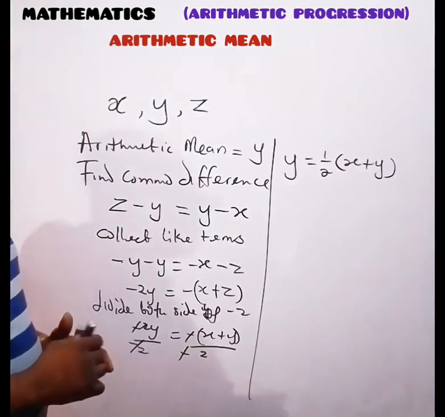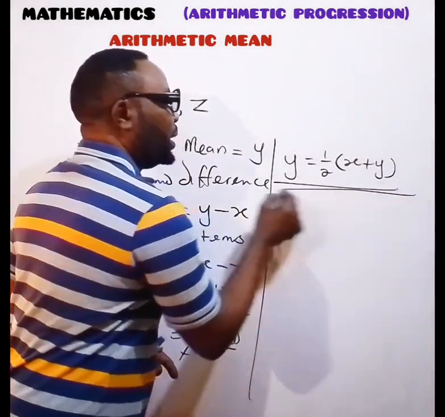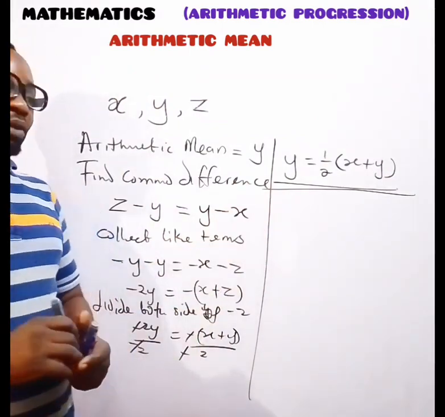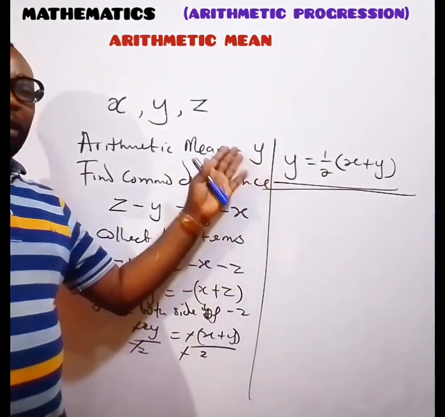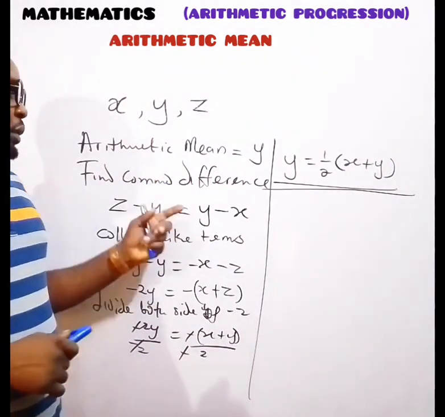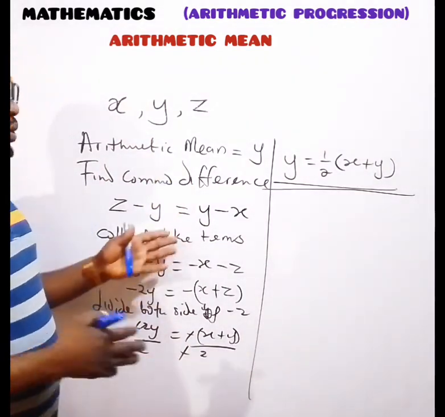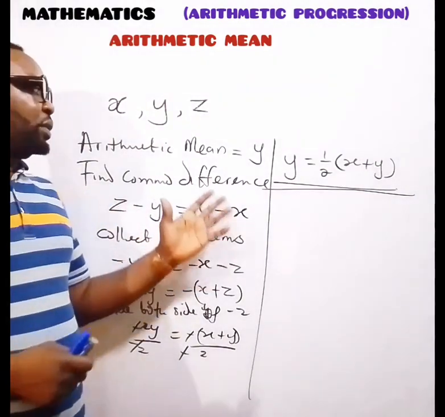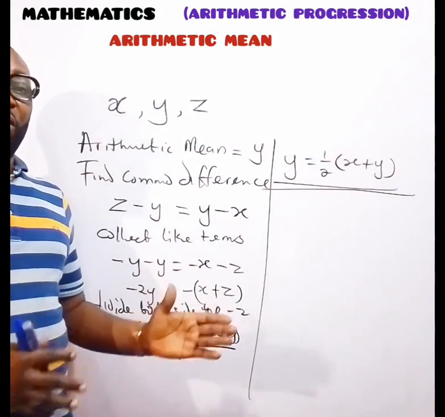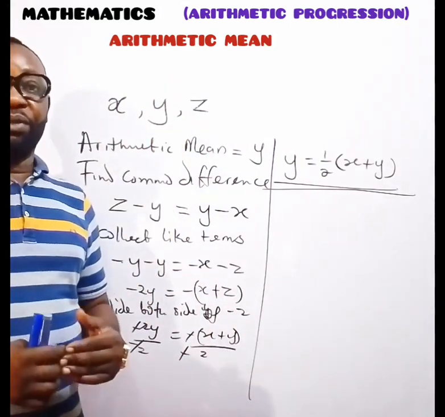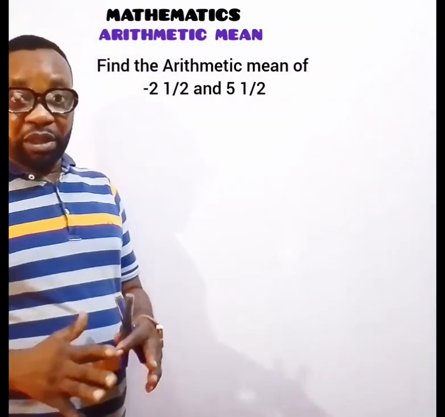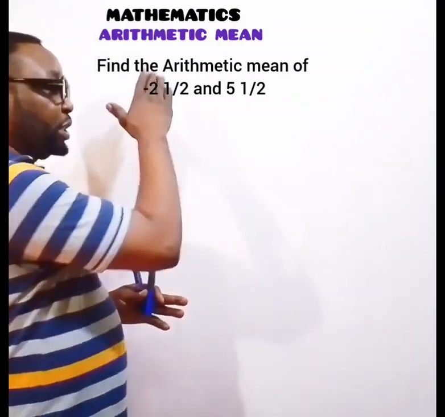Now, to find the arithmetic mean, we make use of this expression as the value of the middle value given to us. We are going to have some questions that will throw more light on this arithmetic mean, how to find the arithmetic mean of an arithmetic progression. Stay tuned. The question we have here is on the arithmetic mean of an arithmetic progression.